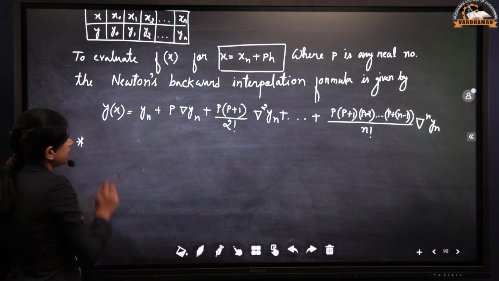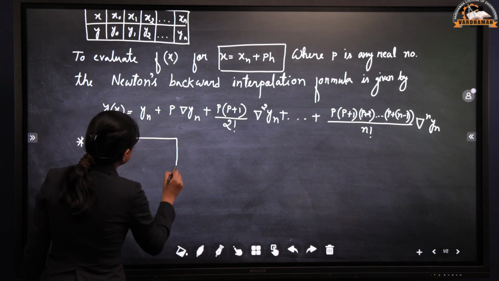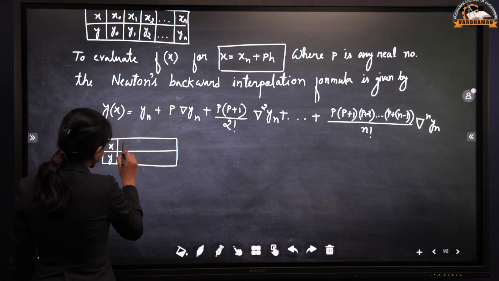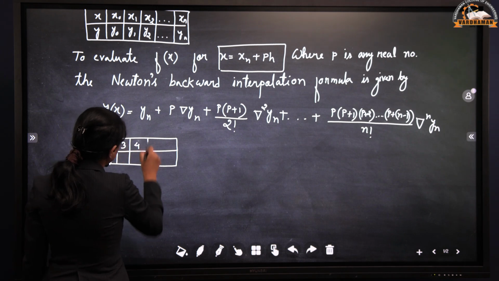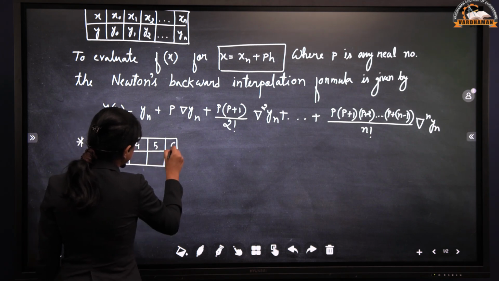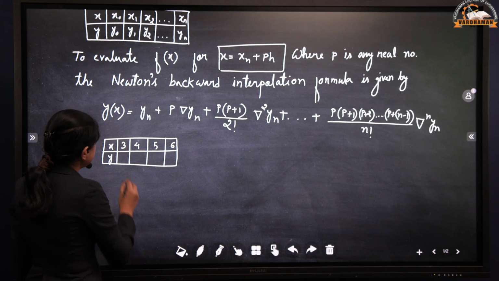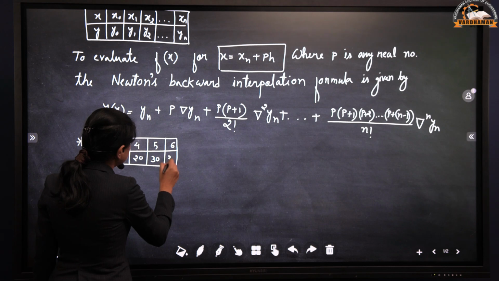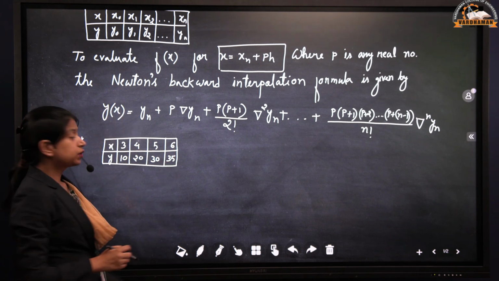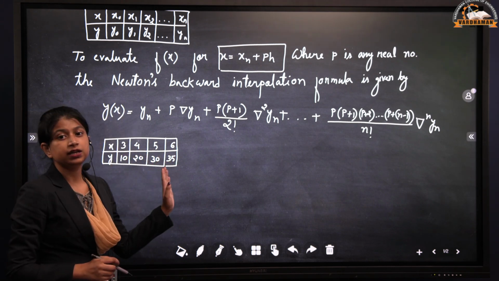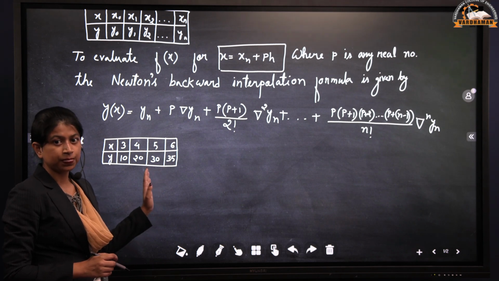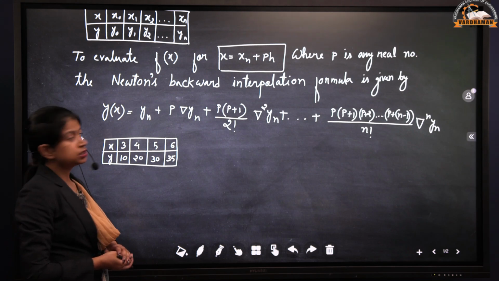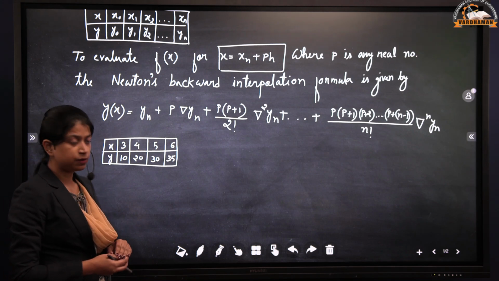Now let us take one example. So this is what is given to you. These are x values, these are y values. The x values are 3, 4, 5 and 6, and the y values are 10, 20, 30, 35. Now first of all, you look at these points. These are all equally spaced. If these are equally spaced, then only we can use Newton's backward interpolation formula.